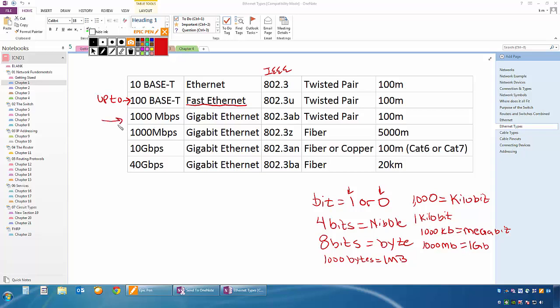Now, I can go up to 1,000 megabits per second or 1 gigabit per second. And I can do the 1 gigabit per second either on twisted pair or fiber. And then, of course, I have up to 10 gigabits per second and 40 gigabits per second. Most likely, yours is only going to be doing 100 megabits per second, which is all you need. I mean, technically, you only need 10 megabits per second for your labs.